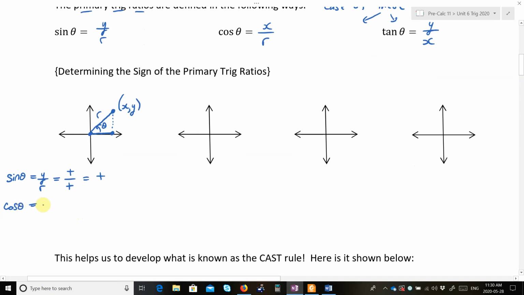Cos theta, according to the definition, is x over r, and notice that the x-coordinate is this way. It would be a positive x, and the radius is positive, so cos theta is positive as well. And tan theta, by definition, is y over x, and we saw that the y-coordinate is positive because it's above the x-axis, and the x-coordinate was off to the right, so it was positive, so we get positive for that as well.